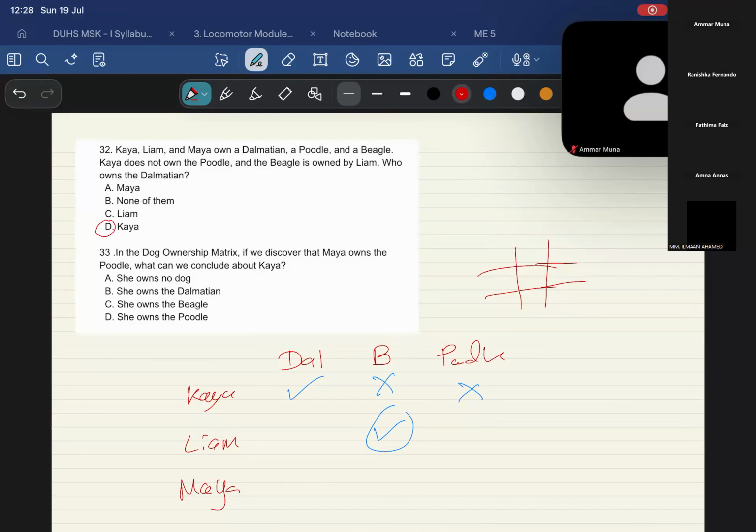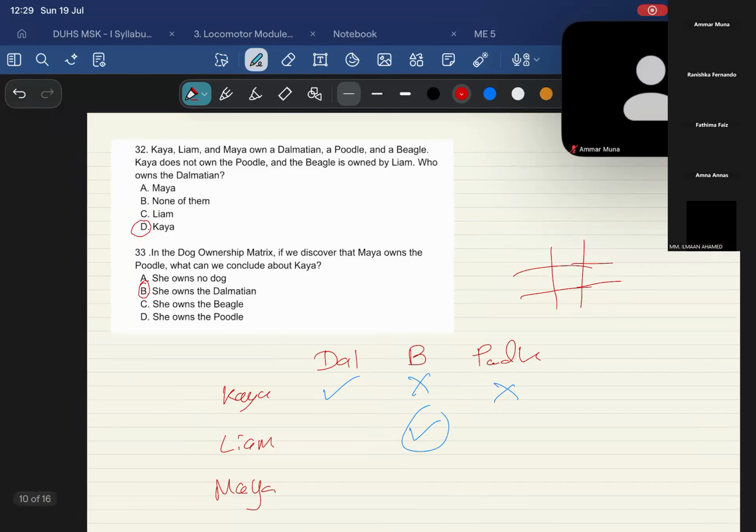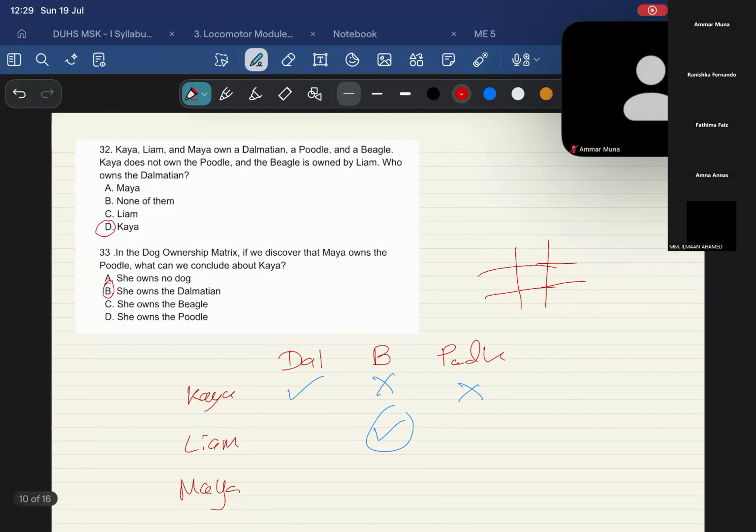33. In the dog ownership matrix, if we discover that Maya owns the poodle, what can we conclude about Kaya? So that again, it's that she owns the Dalmatian. It's answer number B. Right. So that's a very common type. We saw that in our previous model paper as well. And we had a couple of questions in this paper as well. So keep in mind, this is how you approach this sort of question.